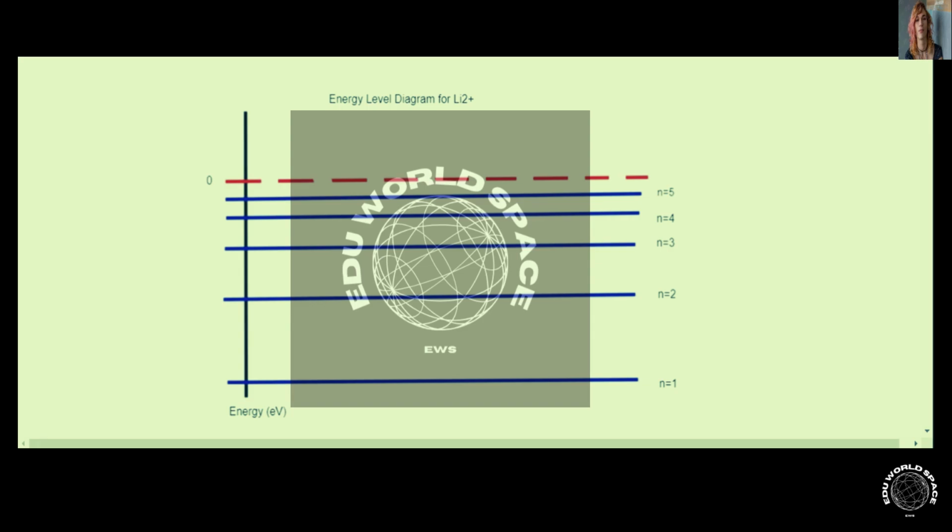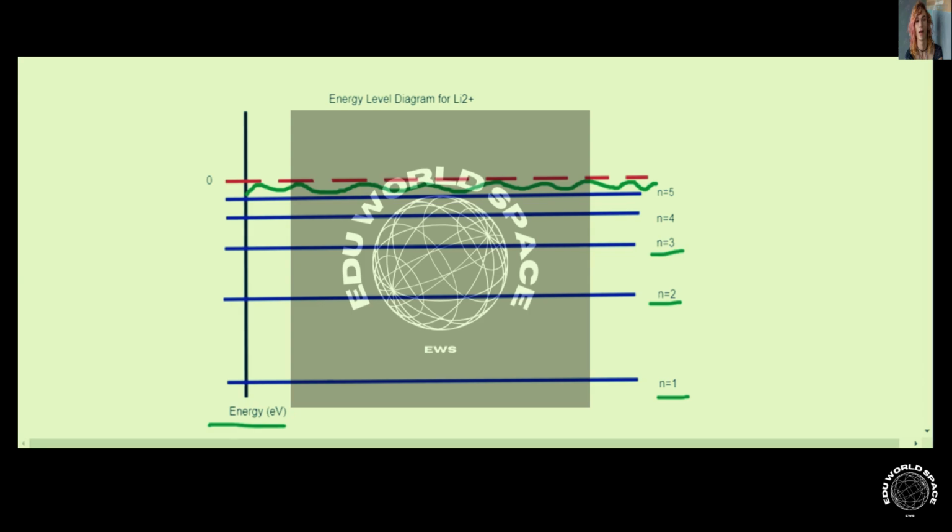Again, our single axis over here is energy, and these n equals 1, 2, 3, 4, 5, etc. denote our energy levels. There is an infinite amount of energy levels, which I'm just going to denote as a squiggly line. For today's demonstration purposes, we're only going to be looking at the first 5.